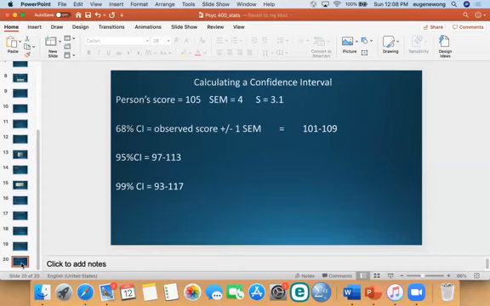This is the notion of a confidence interval. Again, it's based on this idea that when we give a test to someone on a certain day, we can never, ever, ever be sure that that particular score is 100% his or her real score. So therefore, we need this confidence interval.